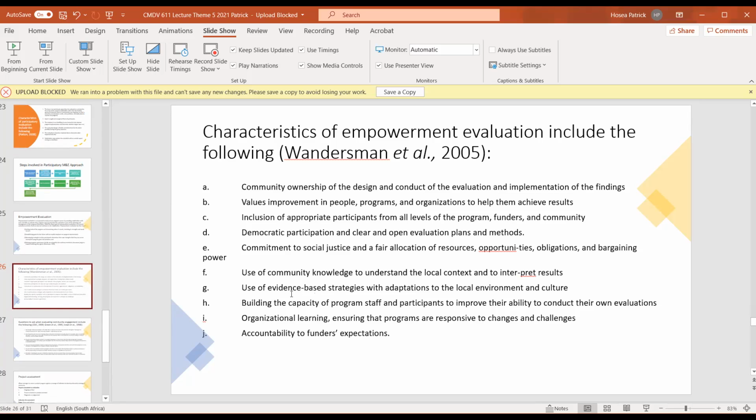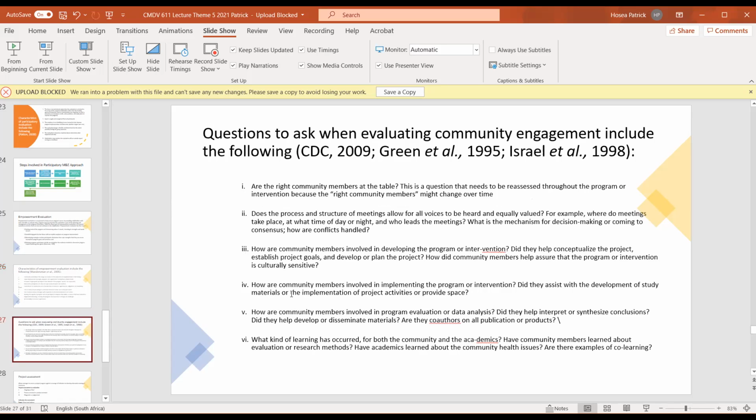Community ownership of the design. It all talks about valuing improvements in people and program. It's all about inclusion of appropriate participants, right? You have to include the appropriate participants for your projects at all levels. It's all about democratic participation. It's all about commitment to social justice and fair allocation of resources and opportunities. The use of community knowledge, use of evidence, building capacity, accountability to funders' expectations. These are some of the features of empowerment evaluation.